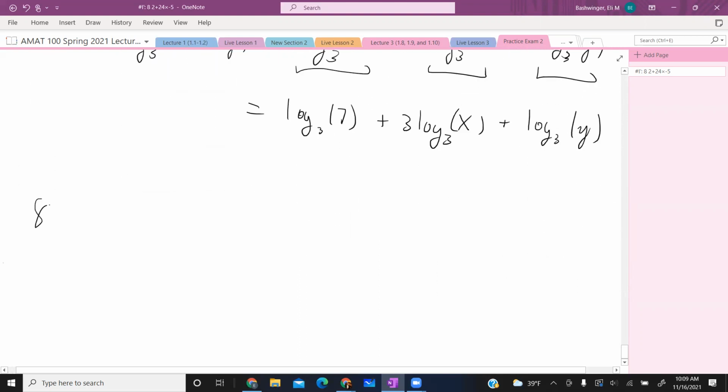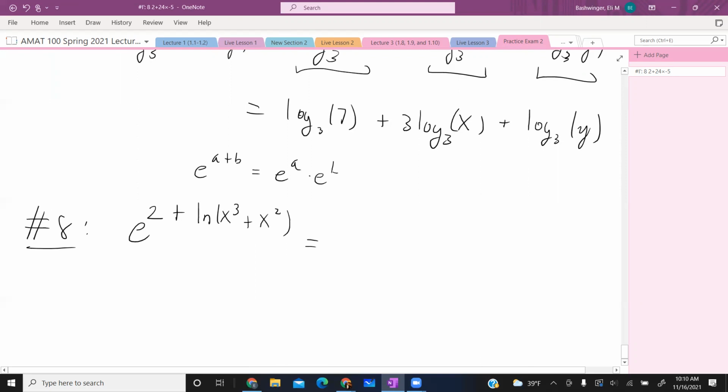For 8, we need to use laws of exponentials in this case to simplify the following. So we have e raised to the 2 plus natural log of x cubed plus x squared. So the first thing is that we need to use the fact that e to a sum becomes a product like this. So if you have e to the a plus b, it becomes e to the a times e to the b. So the a in this case is 2, and b in this case is ln of x cubed plus x squared.